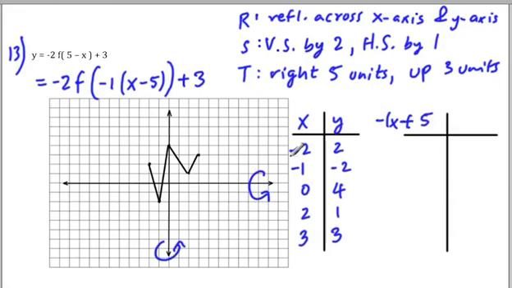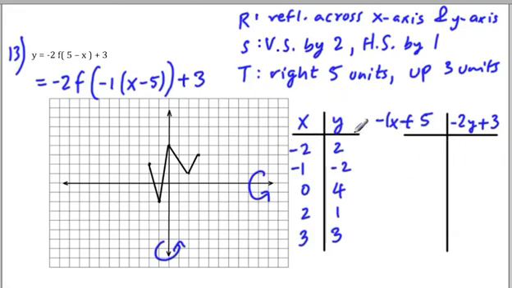For the y's, there's a reflection across the x-axis. It's being reflected this way, so it's going to be negative for sure. It's a vertical stretch by 2, so it's negative 2y, because it's negative times 2. And it's up by 3 units, so it's going to be plus 3. So right affects the x's, and up and down affects the y's. Now all we have to do is get these new coordinates and then plot them.